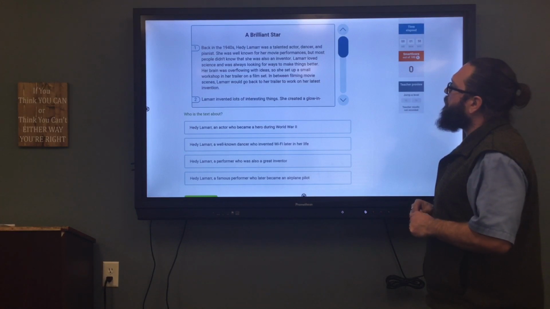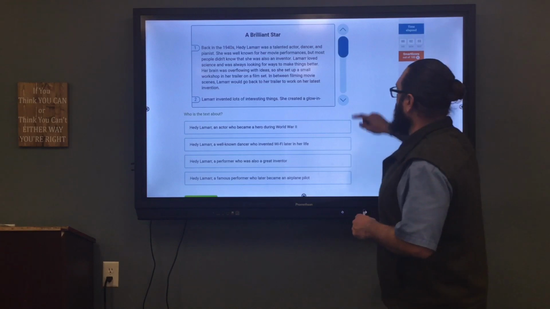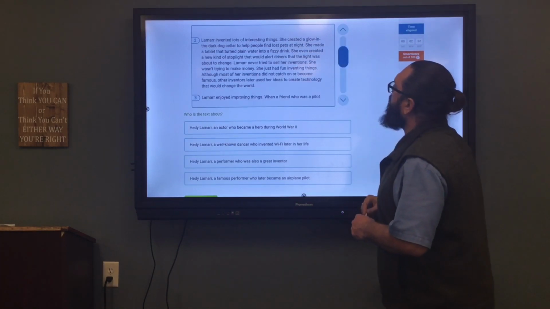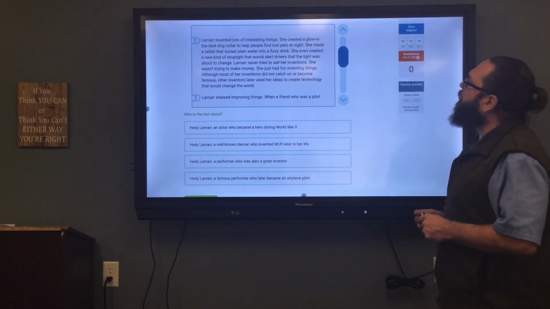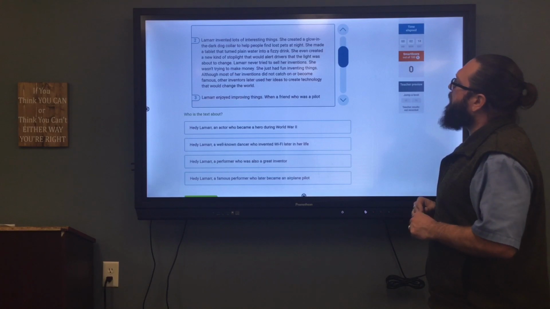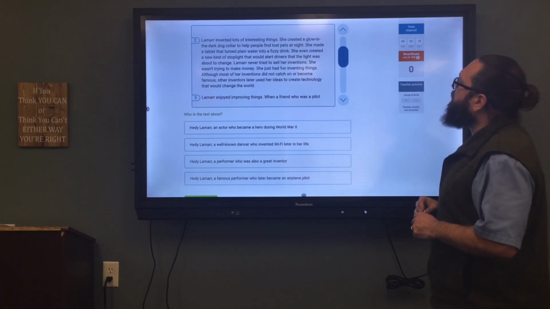In between filming movie scenes, Lamarr would go back to her trailer to work on her latest invention. Lamarr invented lots of interesting things. She created a glow-in-the-dark dog collar to help people find lost pets at night. She made a tablet that turned plain water into a fizzy drink. She even created a new kind of stoplight that would alert drivers that the light was about to change.